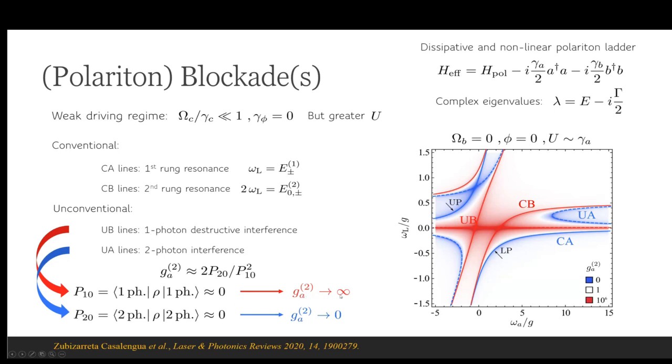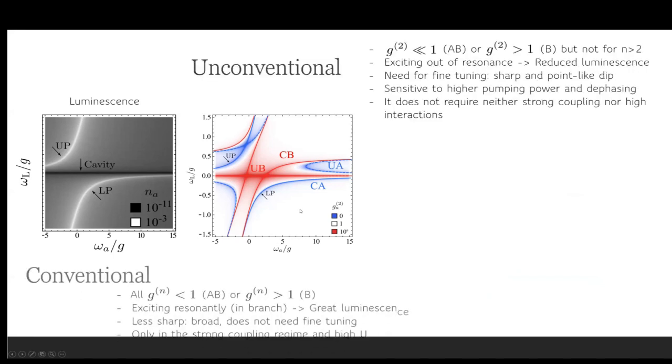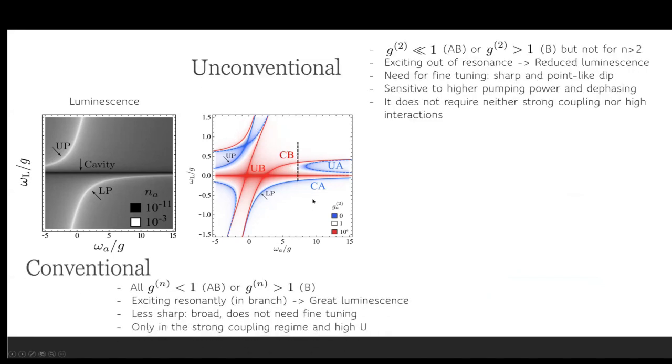So in this case, we will find that the g2 is much greater than 1, and in the other case, we find that the blue lines correspond to the 2 photon interference. I don't have time to describe it in detail, but you can find everything in my references.